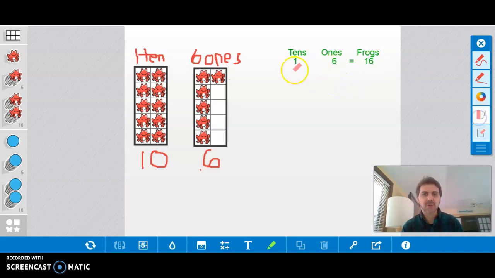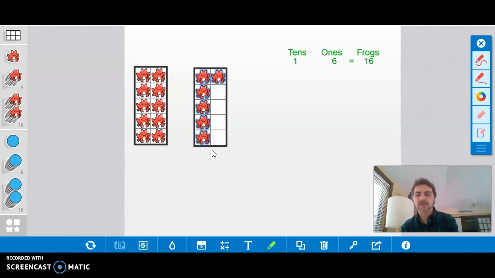Shall we try it? Let's try it out. So let's erase this. And let's do a different number of frogs. So we'll get rid of these frogs. And instead of doing 16, we'll do 13 frogs.